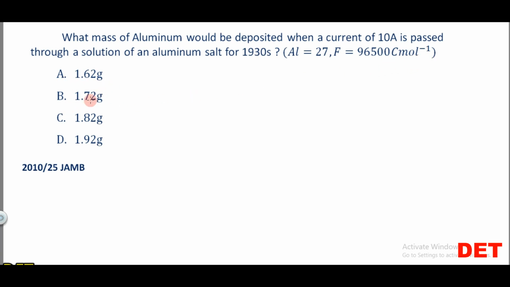Alright, so we have option A, option B, option C, and option D. Again, the question is, what mass of aluminum? So we are looking for the mass of aluminum that will be deposited when a current of 10 ampere is passed through a solution of an aluminum salt for 1930 seconds. The first thing I would want to do here is to write a balanced equation for the deposition of aluminum atom from aluminum ion during electrolysis.